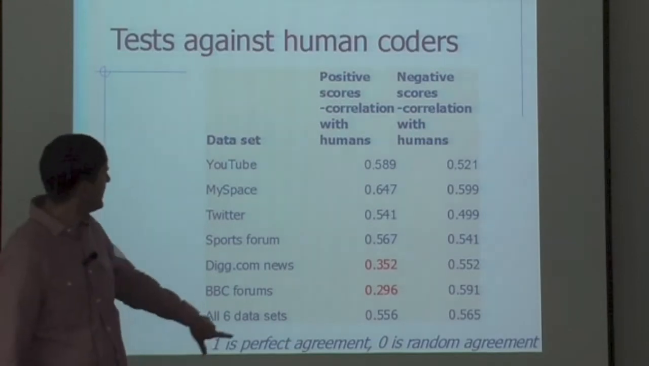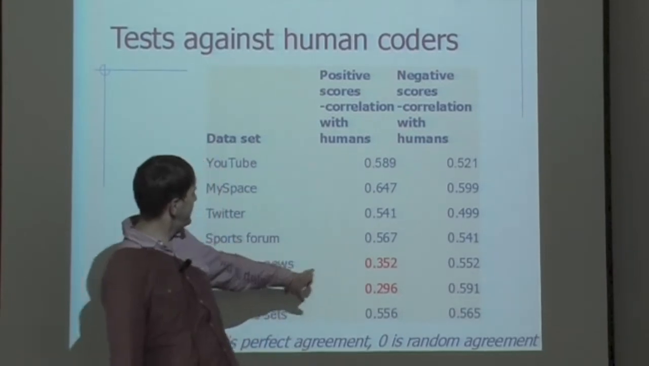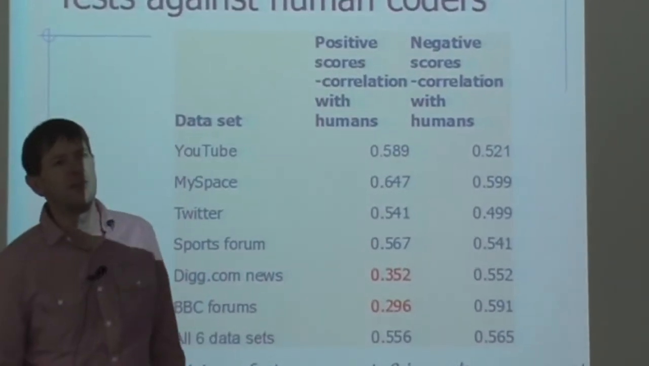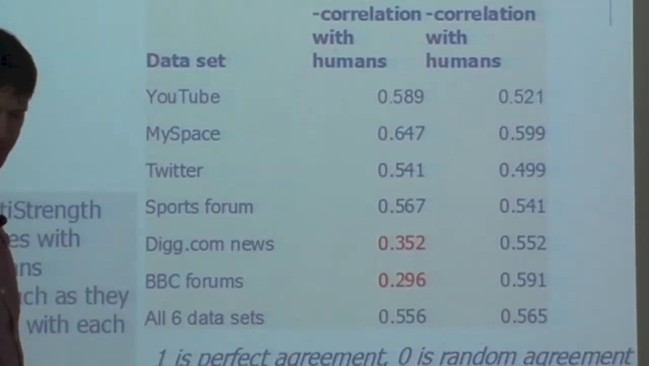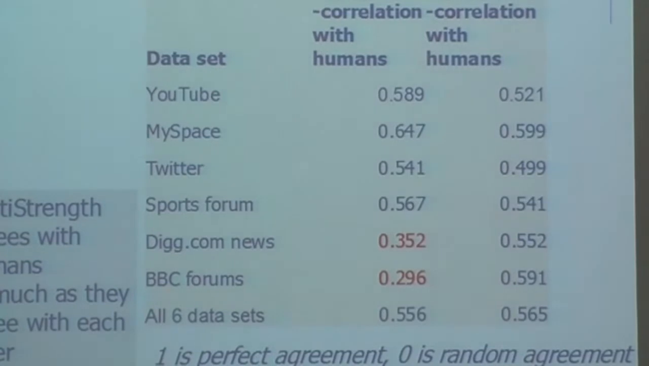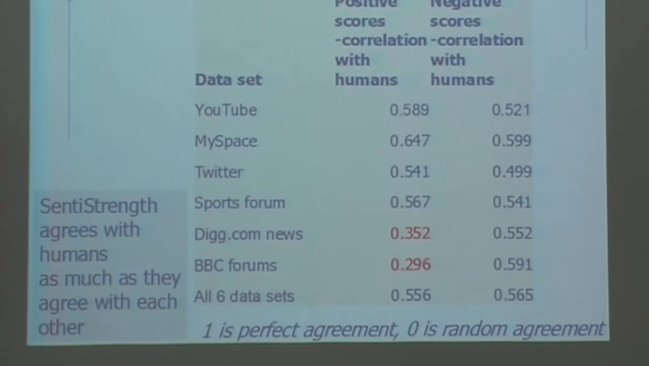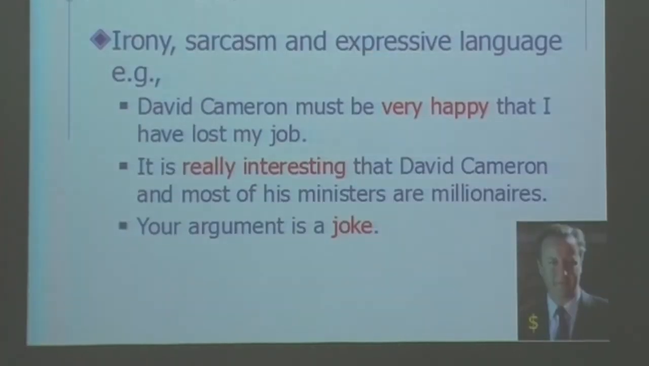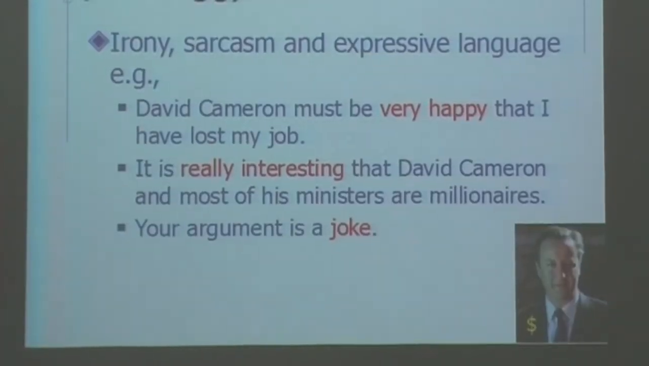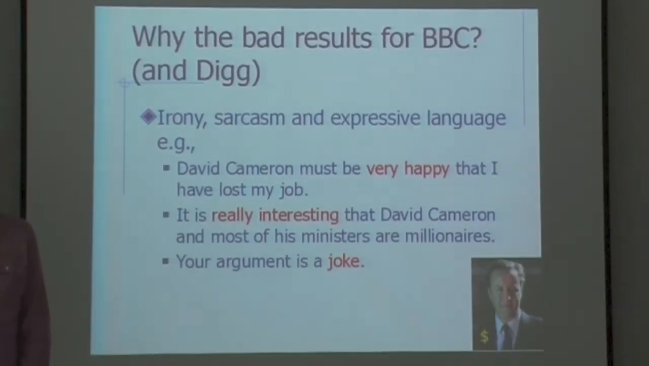So the two exceptions were the positive sentiment in the two news and political discussions. And the reason why was that in English, in news and political discussions, or in England anyway, England and America, there's a lot of sarcasm. And SentiStrength didn't detect the sarcasm correctly. It kept interpreting sarcasm as being positive, even though the meaning was negative.